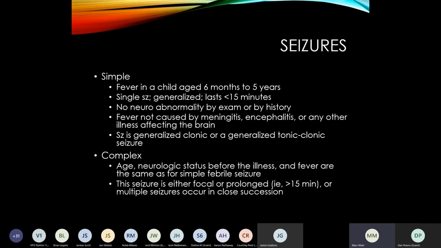Complex seizures: age, neural status before the illness, and fever are the same as for simple seizures. This seizure is either focal or prolonged, greater than 15 minutes, i.e. status seizures, or multiple seizures that occur in close succession.